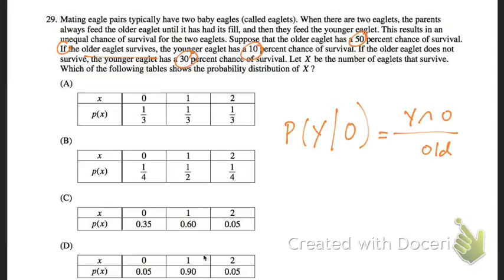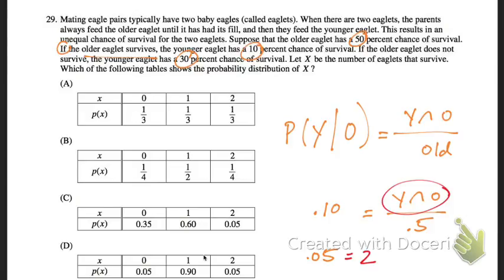Are you following my equation? So younger survives given the older survives. We can plug in 0.10 equals younger and older surviving over 0.5, which is the older surviving. When you multiply those together, you get 0.05. And 0.05 represents younger and older surviving, so that would go with the 2, like they both survive.